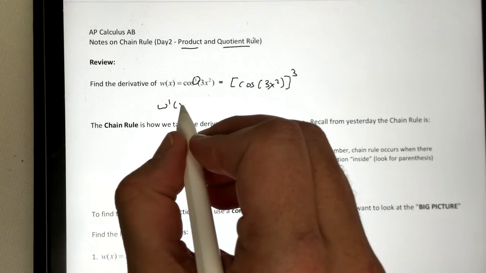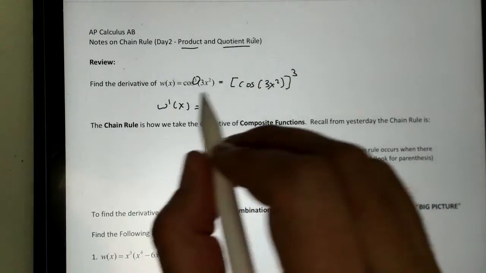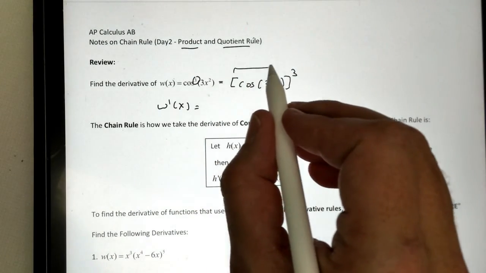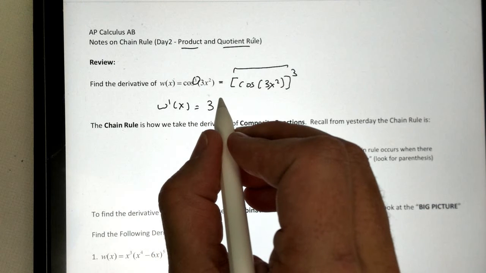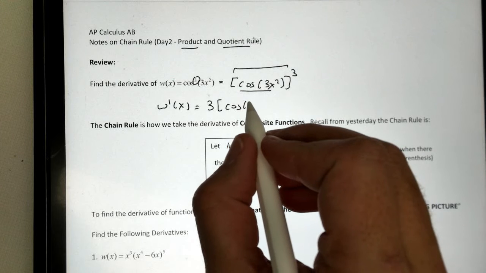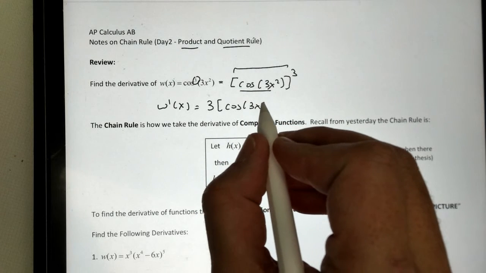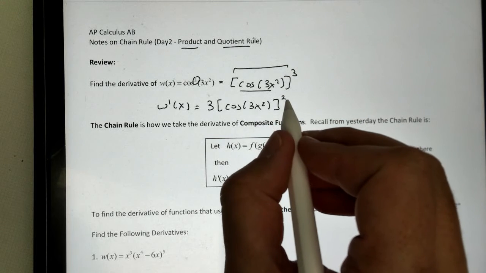When we take the derivative, we have our chain rule here because we have an inside in the parentheses. In this case, our outside is this cubic function. And that can give us this 3 times the cosine. Remember, we're not messing with the inside just yet. We're going to leave that alone, 3x squared. And of course, when we subtract our power, that becomes a 2.